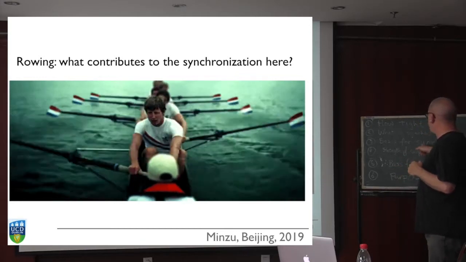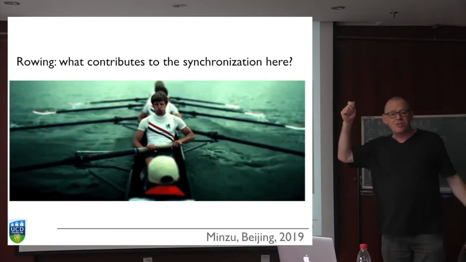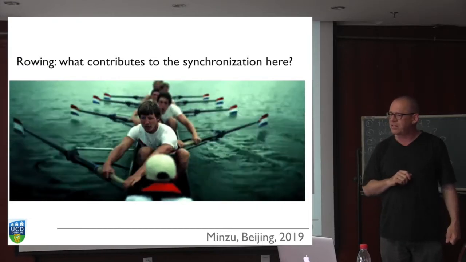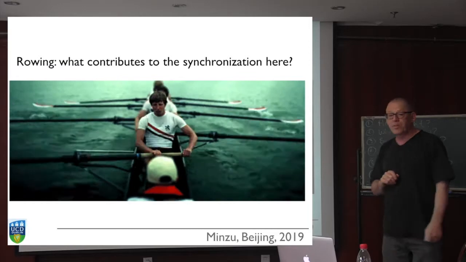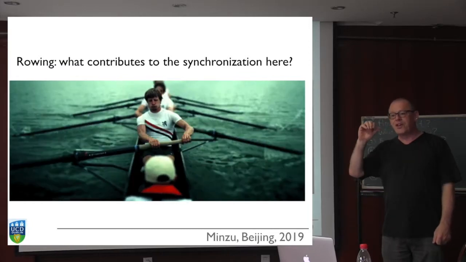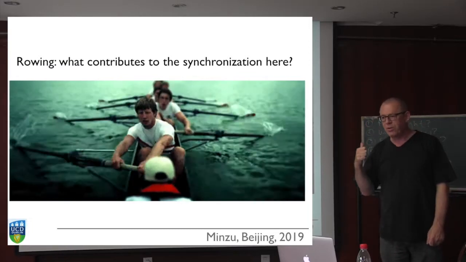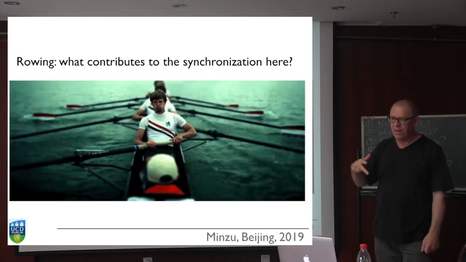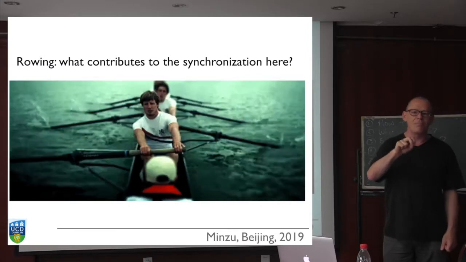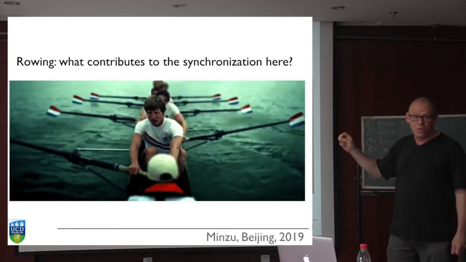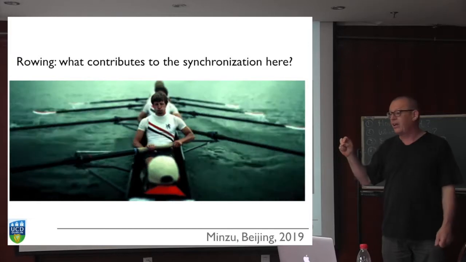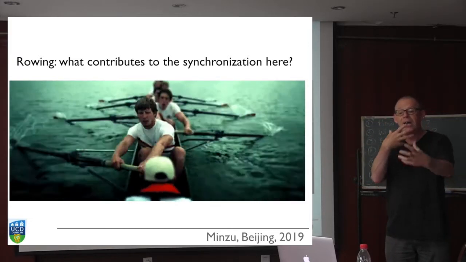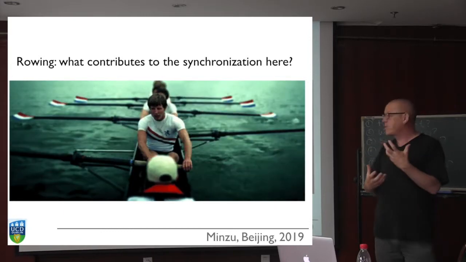What's the basis for the synchrony? Well, I mentioned the possible role of the coxswain, but you can row without one. That's not necessary. The movement of the boat through the water, the physical properties of the boat, the weight of the oar, the resistance provided by the water, these are all extremely important. If you've ever rowed, you know you're not free to do it any old way. You are entirely constrained by the physical properties of the task.